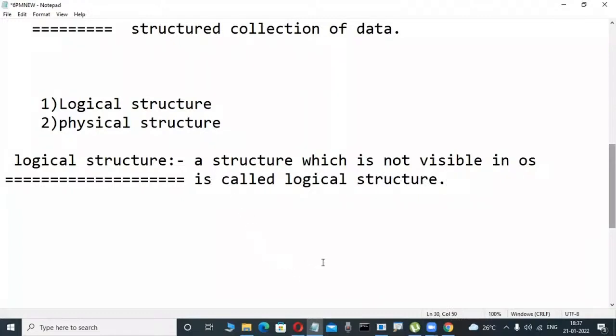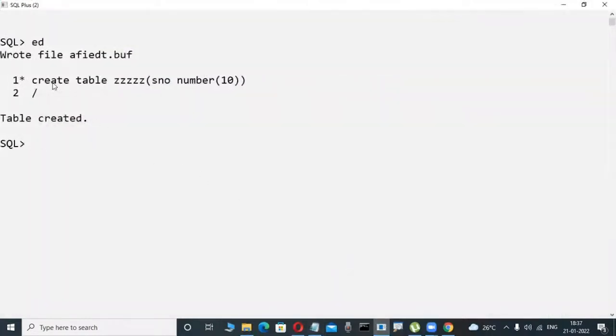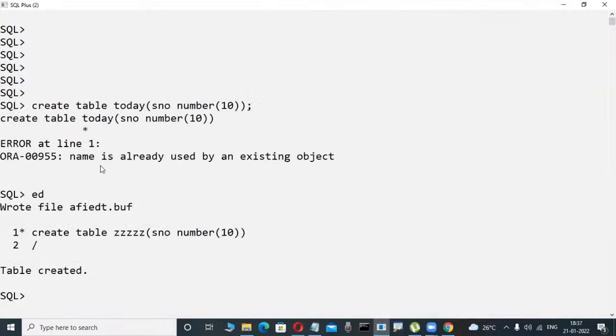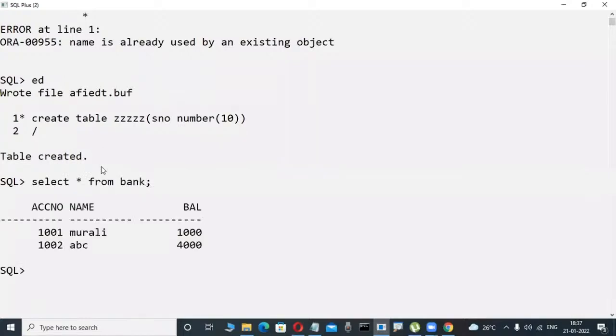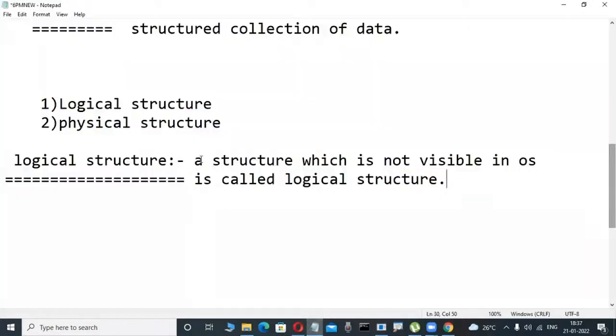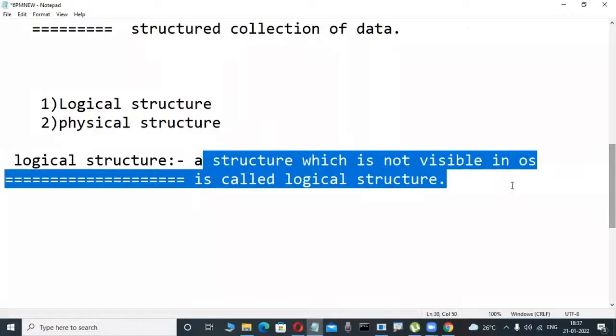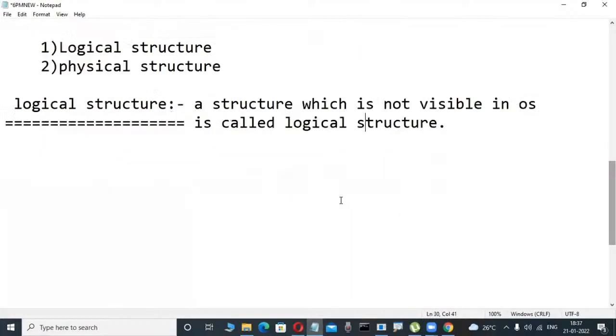That's why when you create a table, we are unable to view it in the C drive, D drive like that. But where is it visible? Yes, in a database. This is a database only, don't worry. In this database only, it is visible. Those tables are visible in the database, but not visible in your C drive, D drive. That's why a structure which is not visible in the operating system is called a logical structure.